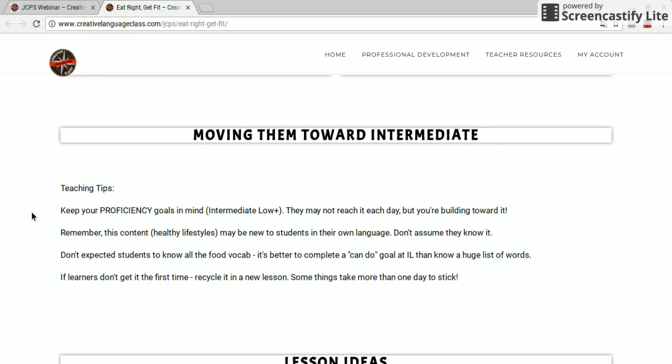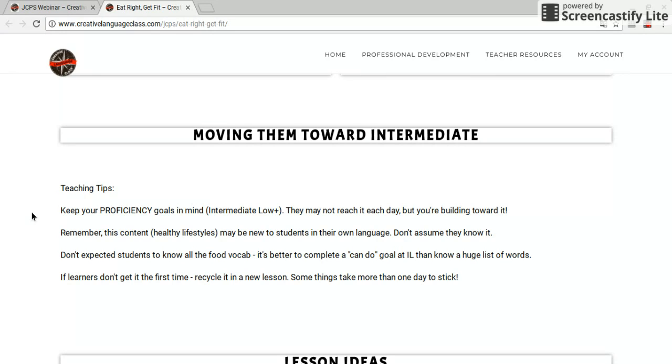Remember too, if you have students that are at higher proficiencies, already at intermediate low, or native speakers that are pushing higher towards intermediate mid, you still want to push them and help them grow. So they may need a separate proficiency goal just for them.